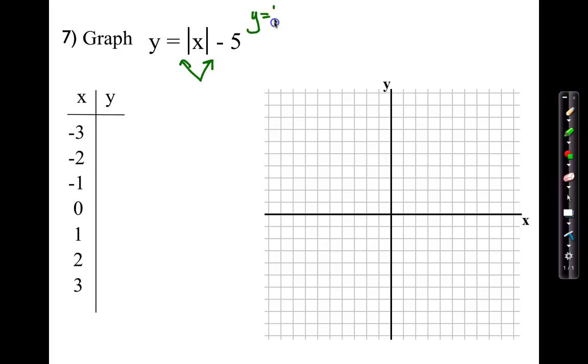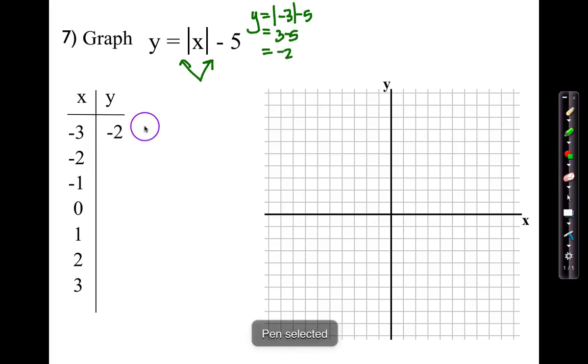Y equals the absolute value of -3 minus 5. It's going to be 3 minus 5, which gives you a -2, which means the ordered pair would be -3, -2. So I'm going to plot that point, -3, -2.